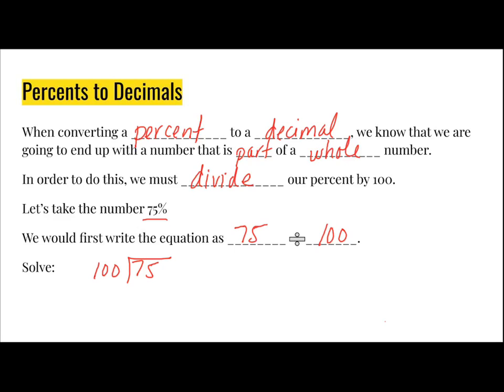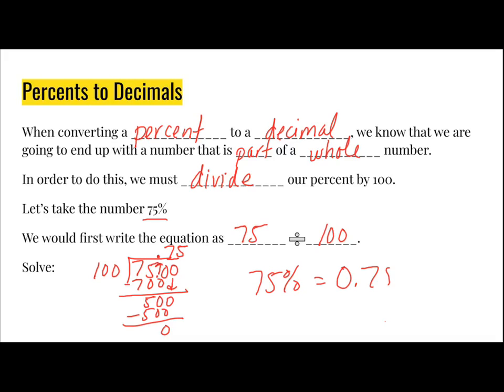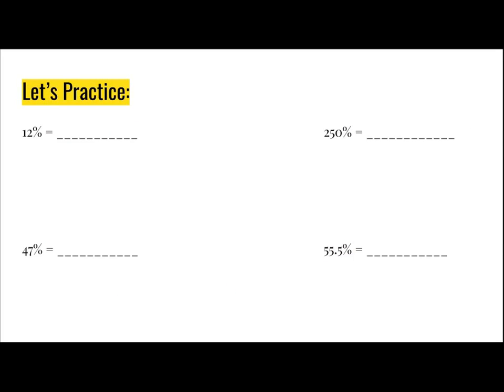Well, 75 is less than 100, so I have to add my decimal and my 0, and then I'm going to bring it up into my quotient. 750 divided by 100 is 7. 7 times 100 is 700. Then I can subtract. I've got 50 left, so I need to add another 0 and keep going. 500 divided by 100 is 5. 5 times 100 is 500. So now I'm at 0. So that means that 75% is equal to 0.75 because we divided.